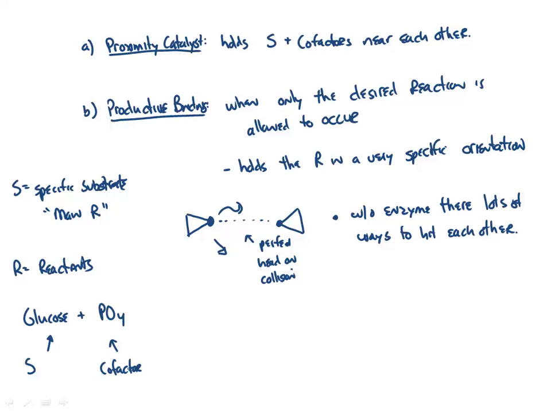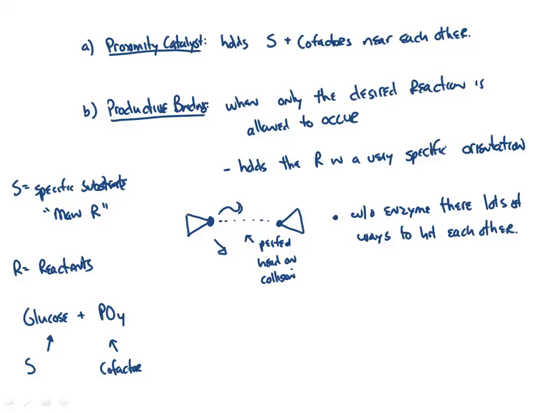The idea behind productive binding is really that it holds the reactants in the very specific orientation that they need to react. So it orients everything perfectly. For instance, if we look at that glucose plus phosphate reaction, and I can't remember which bond it makes first, if it's the number 4 carbon or the number 6 carbon that gets the phosphate added. I want to say it's the number 6 one, but I could be wrong.